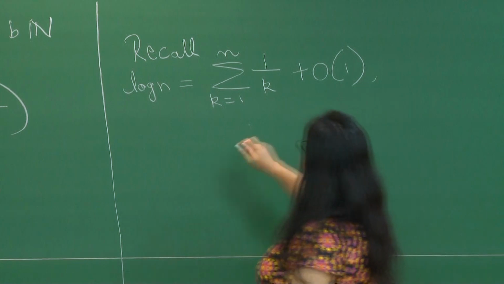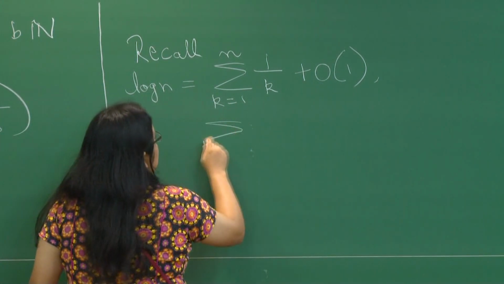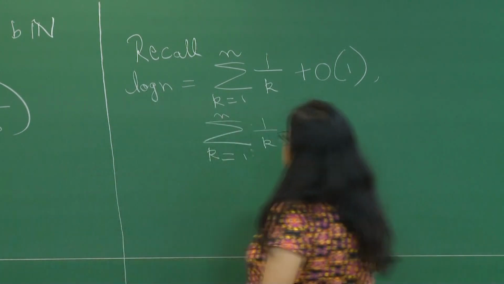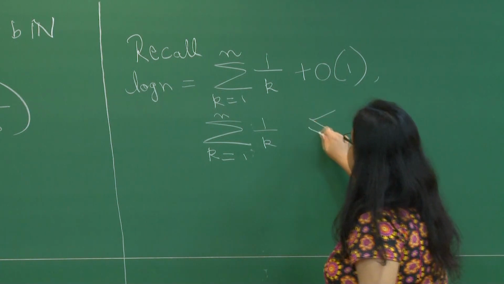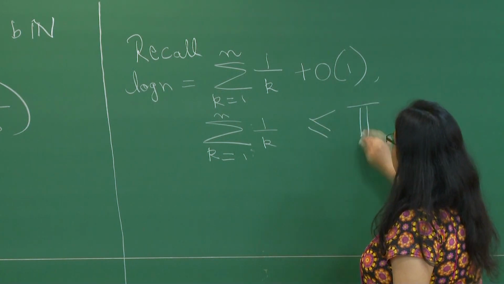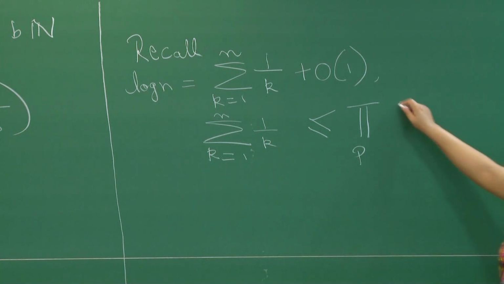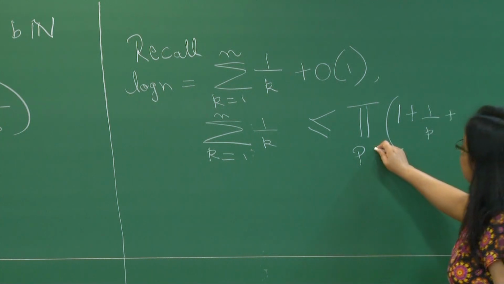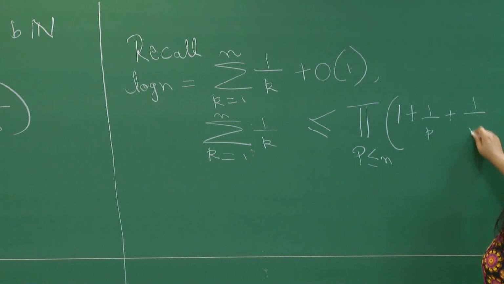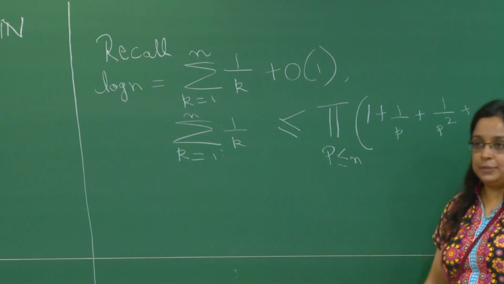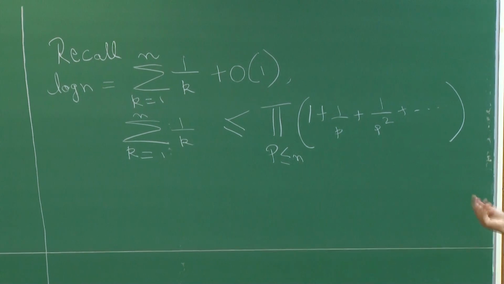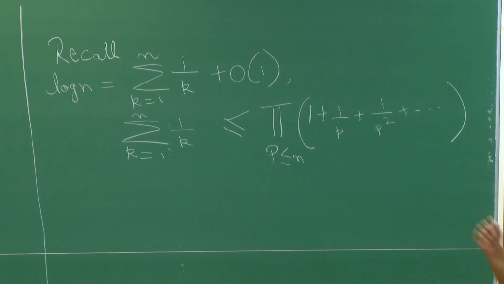And what's more, you also learned that the sum over k going from 1 to n of 1 by k, by a quick observation, is certainly less than or equal to the following product, where each of the terms in the product is of the form 1 plus 1 by p plus 1 over p squared and so on. If you have any natural number less than or equal to n, it can be written as a product of prime powers, where each prime is bounded above by n.